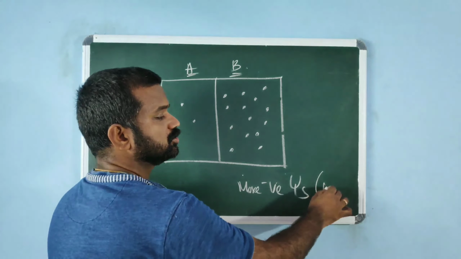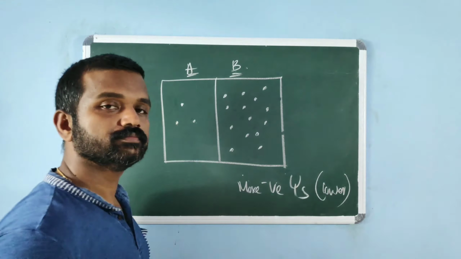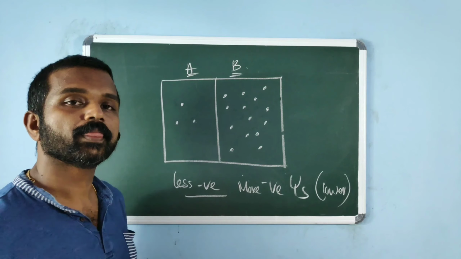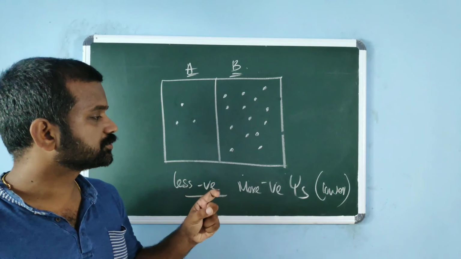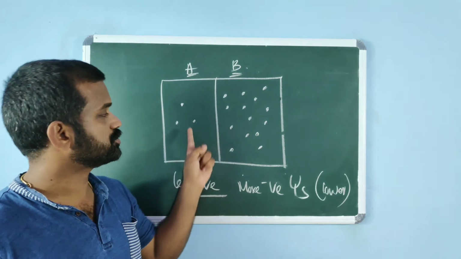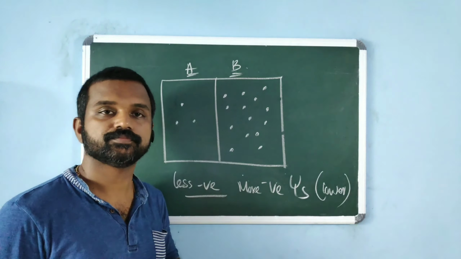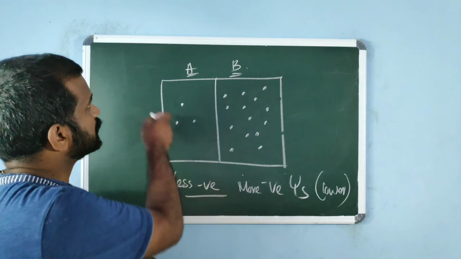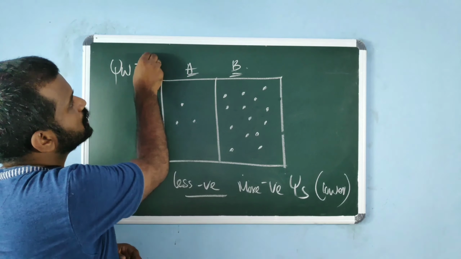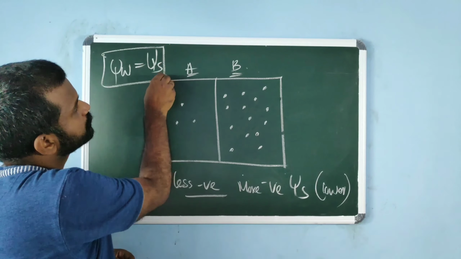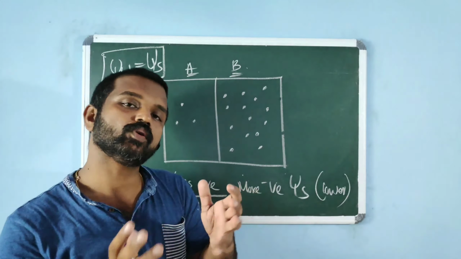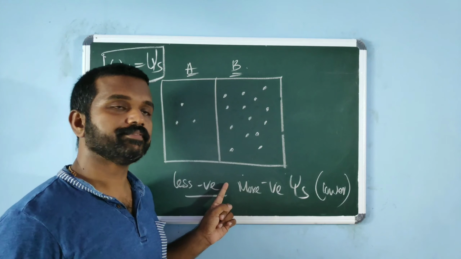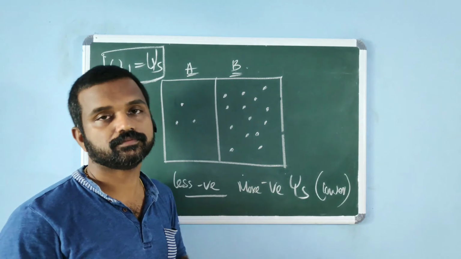That means psi S is lower. This is less negative. So psi S is more negative here, less negative here. What about water potential? See, for a solution at atmospheric pressure, psi W equals psi S. That means here psi W is less negative, here psi W is more negative.